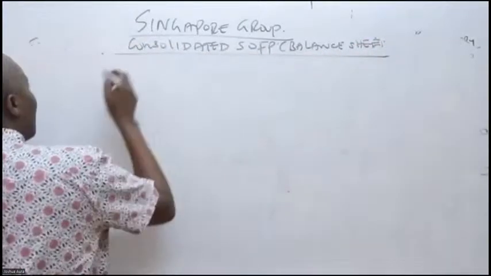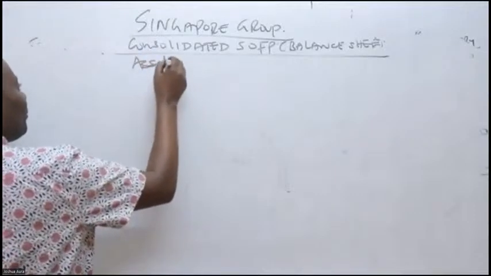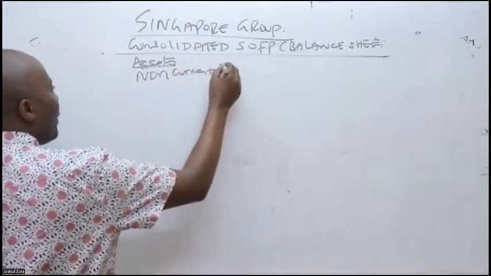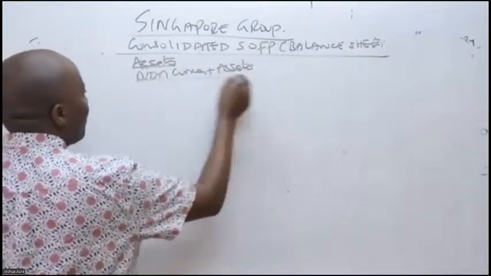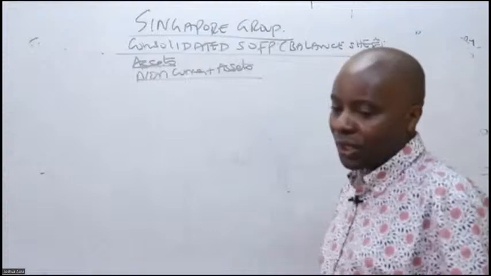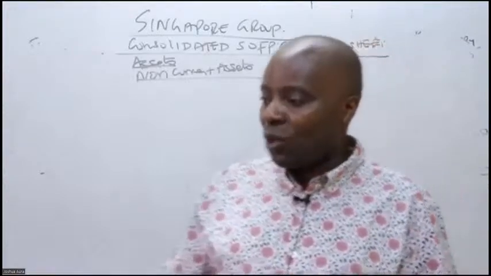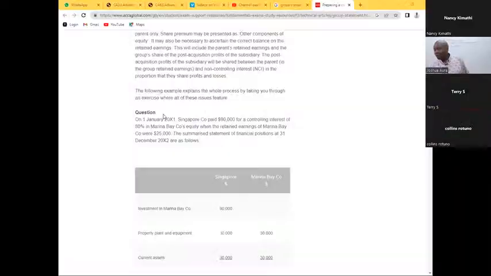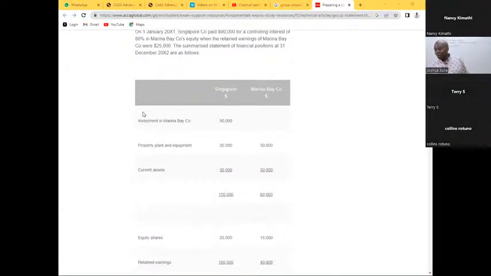So we start with assets. And assets, we normally start with non-current assets. So you basically follow whatever you have here. These are the non-current assets. You see, the first non-current asset is what we call a subsidiary.